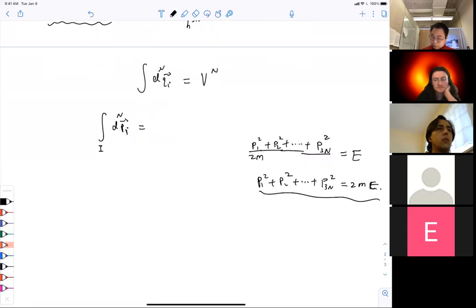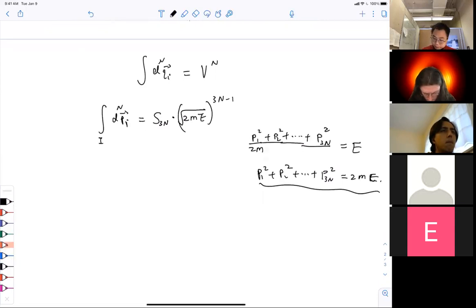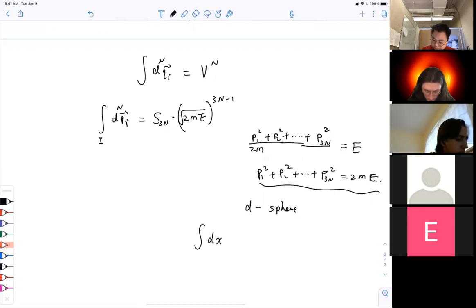Basically we need to calculate the area of this hypersphere, right? Hypersurface. So it's given by the solid angle of this 3n sphere times the radius. In this case, the radius is this guy, 3m minus 1. It's basically the surface area of this d-dimensional sphere is given by the solid angle of this guy times r^(d-1).